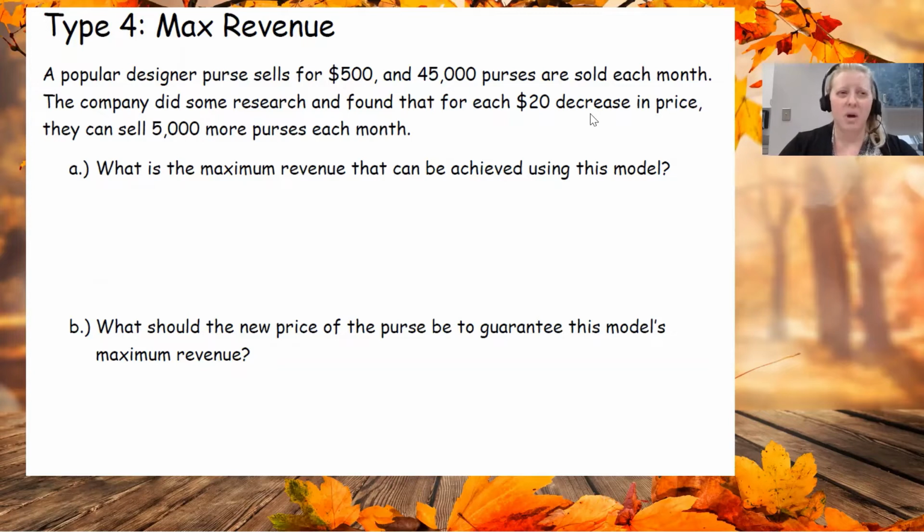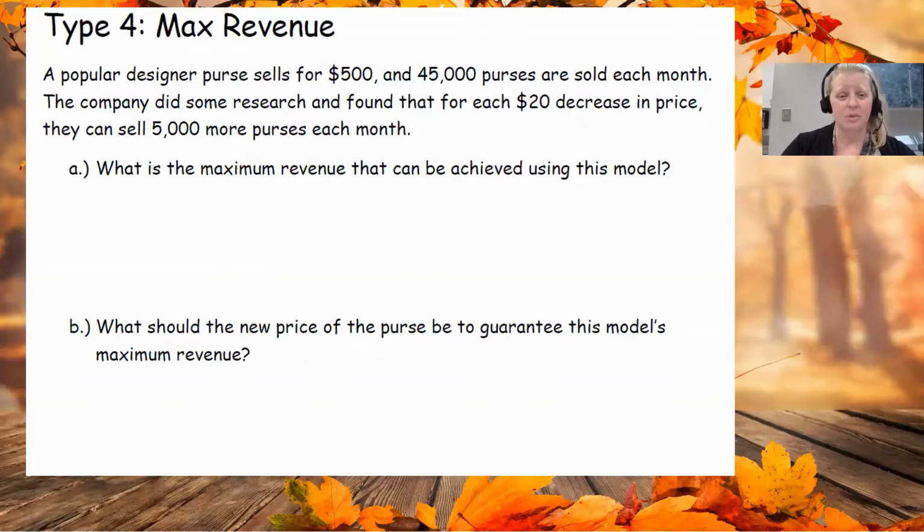Today, we're going to talk about what I think are some of the most difficult word problems when it comes to quadratics, and that's dealing with revenue. So if we take a look at the first problem, it says a popular designer purse sells for $500 each, and 45,000 purses are currently sold each month.